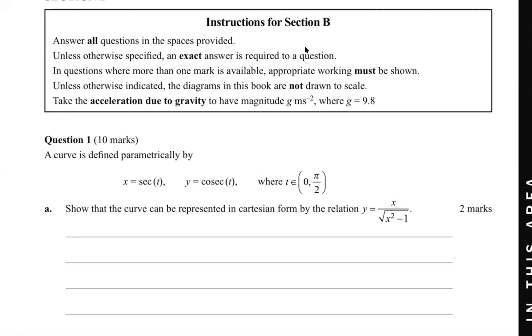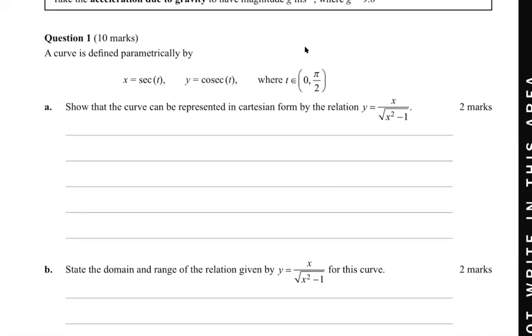Unless otherwise indicated, the diagrams in the book are not drawn to scale. Not always, but let's stick to this rule. Take the acceleration due to gravity to have magnitude g meters per second squared, where g equals 9.8. Yep, we can't use g equals 10 unless it's implied by the question. Let's look at question 1.